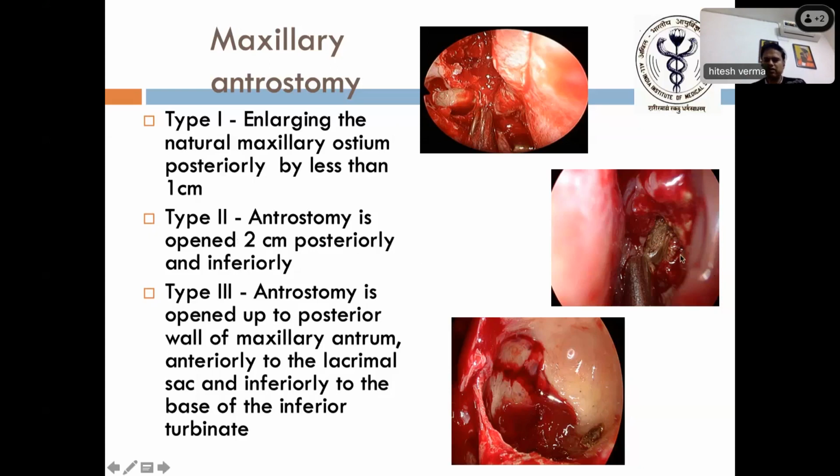In this film, what we can see is that a fungal ball is present. So whenever there is allergic fungal sinusitis, fungal tissue is present. In that case, type 3 is required, when significant exposure is required, when the surgeon wants to reach the infratemporal fossa or the lateral part of the pterygomaxillary fossa. In such cases, type 3 antrostomy is done. It is opened posteriorly till the posterior wall of the maxillary sinus, anteriorly till the lacrimal sac, and inferiorly till the inferior turbinate.